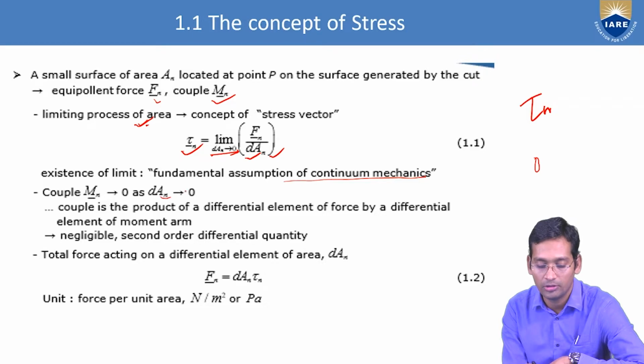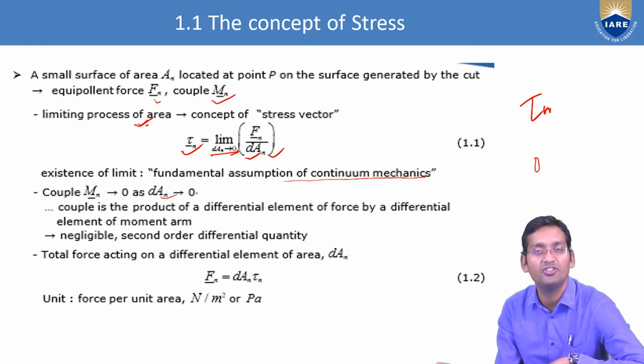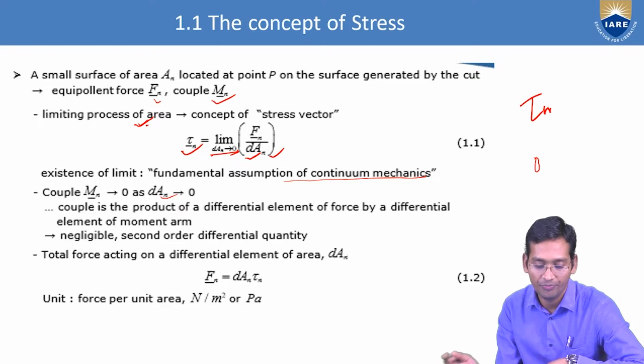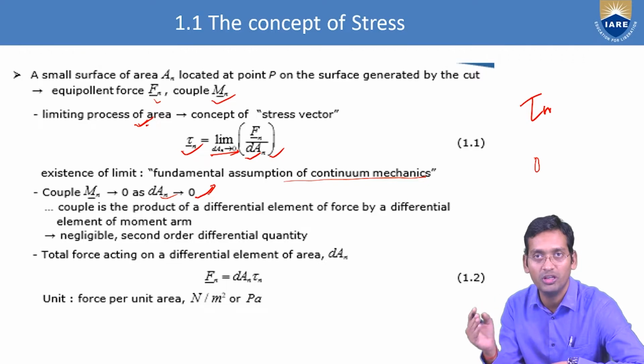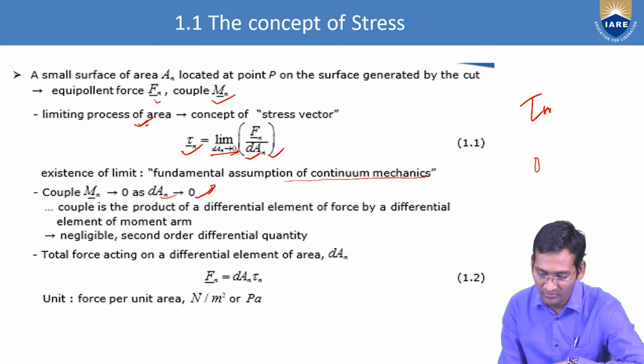dA will be also 0, or if dA is 0, then couple will be 0. If there is no area, then no moment will be there. So if dAn approaches 0, then couple also will approach 0. Now, so what is the couple?